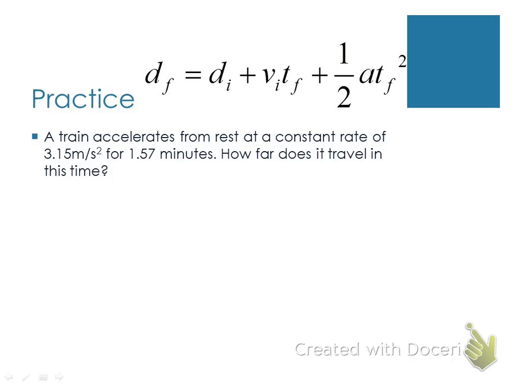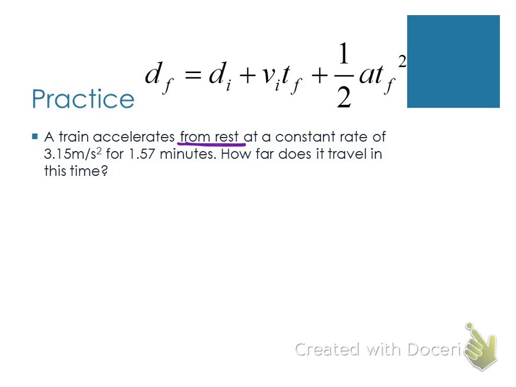A train accelerates from rest at a constant rate of 3.15 meters per second squared for 1.57 minutes. How far does it travel in this time? Tell me which variable this equation is missing that we've looked at so far. It's missing what variable? It's missing time? It's missing which velocity? It's missing final velocity. So this equation we can solve even if we don't have final velocity given to us in our problem. Okay? So we have a way to solve for that.